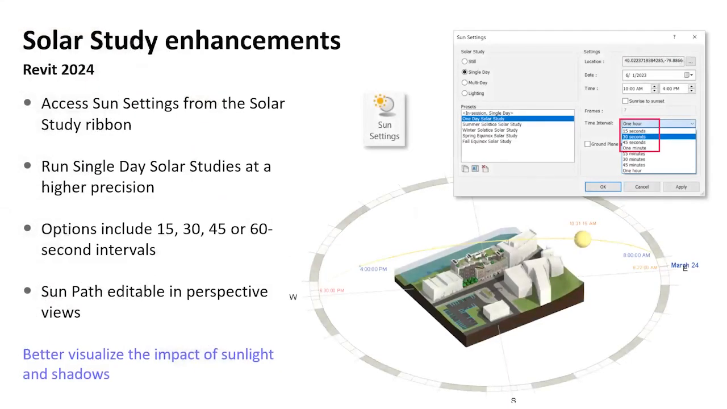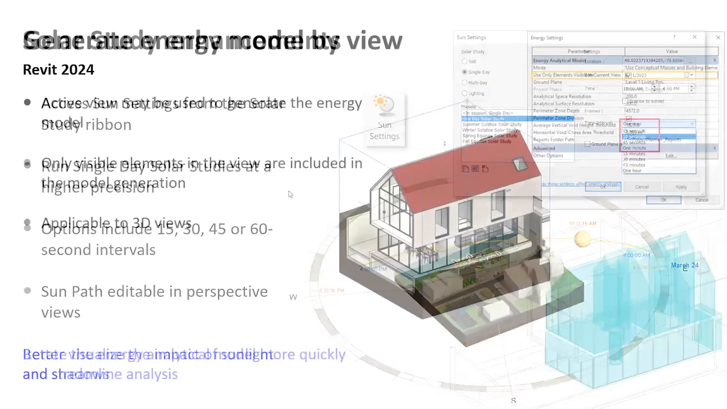Talk about good stuff. Simulation, the access sun settings for solar study. It's right there in the ribbon now. Get higher precision and can kind of control the second intervals for shadows. I'm not sure if we really need to scrutinize to that level, but all right, 15, 30, 45, or 60-second intervals. We can also edit these in a perspective view, which is nice. So when you're in a camera view is really where we want to see the shadows. So improvements made on sun settings.